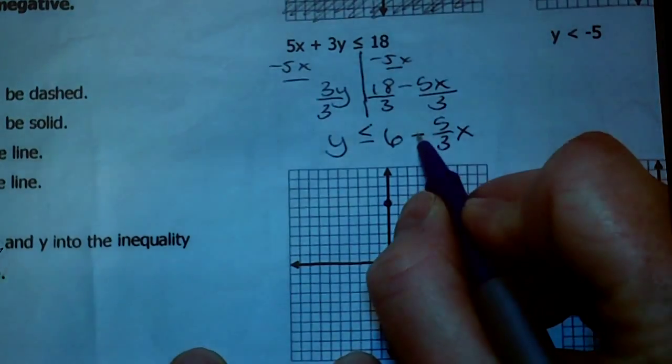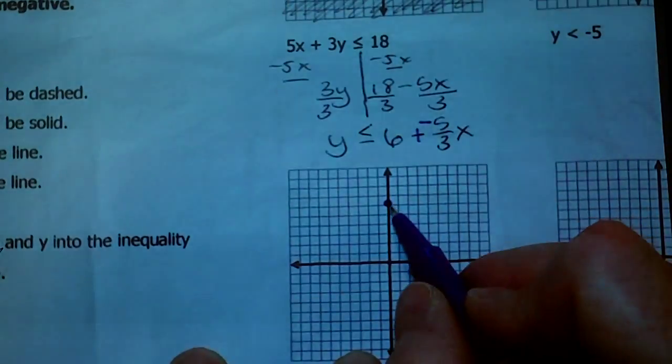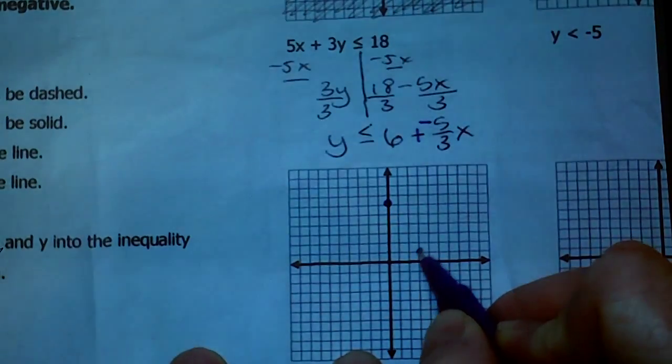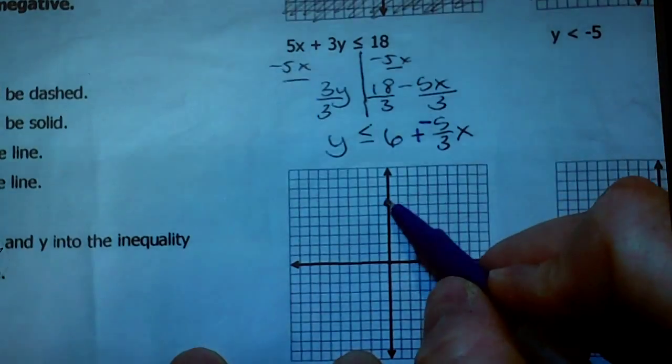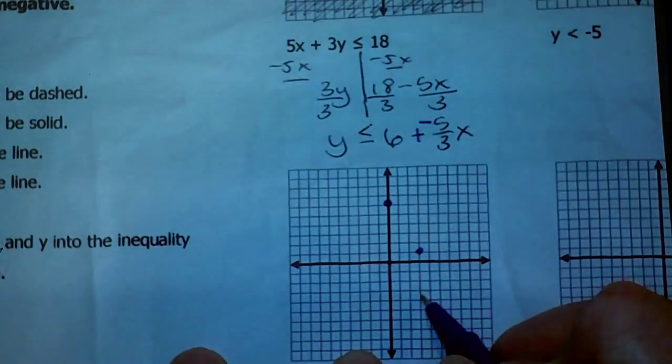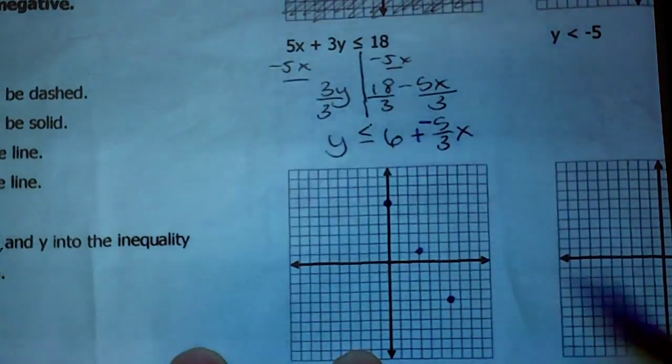This is minus 5/3. That means that I can go down 5, 1, 2, 3, 4, 5, and right 3. I could also go up 5, left 3, but there's not enough room, so I'm going to go down 5, 1, 2, 3, 4, 5, and right 3 one more time.